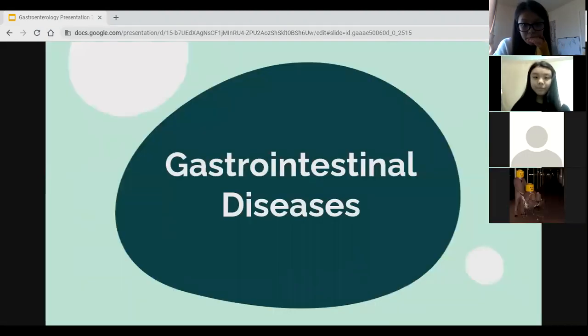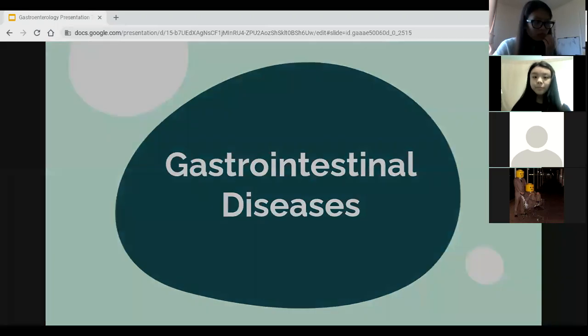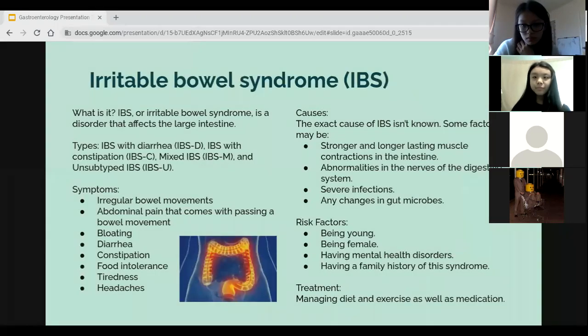We will now be moving on to gastrointestinal diseases, which are diseases that affect any section of the gastrointestinal tract. Let's start by talking about a gastrointestinal disease called irritable bowel syndrome. You may be wondering, what is this syndrome? Well, irritable bowel syndrome, also called IBS, is a disorder that affects the large intestine. It causes pain in the stomach, constipation, and diarrhea.